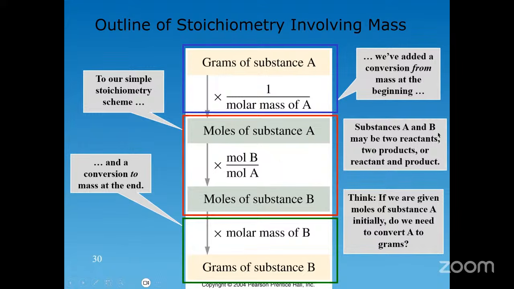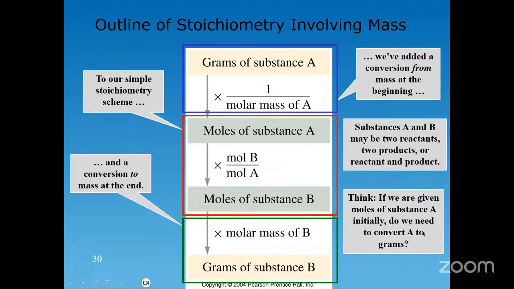As stated here, both substances A and B, they could be two products or two reactants, or one could be a reactant and the other one could be a product, right? And there's a question being asked here. It says, if we are given moles of substance A initially, do we need to convert A to grams?